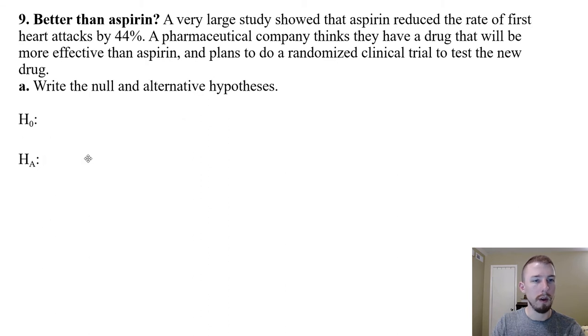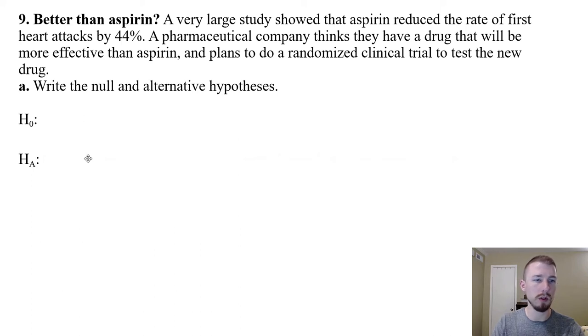All right, number 9, better than aspirin. A very large study showed that aspirin reduced the rate of heart attacks by 44%. A pharmaceutical company thinks they have a drug that will be more effective than aspirin and plans to do a randomized clinical trial to test the new drug. Write a null and alternative hypothesis.